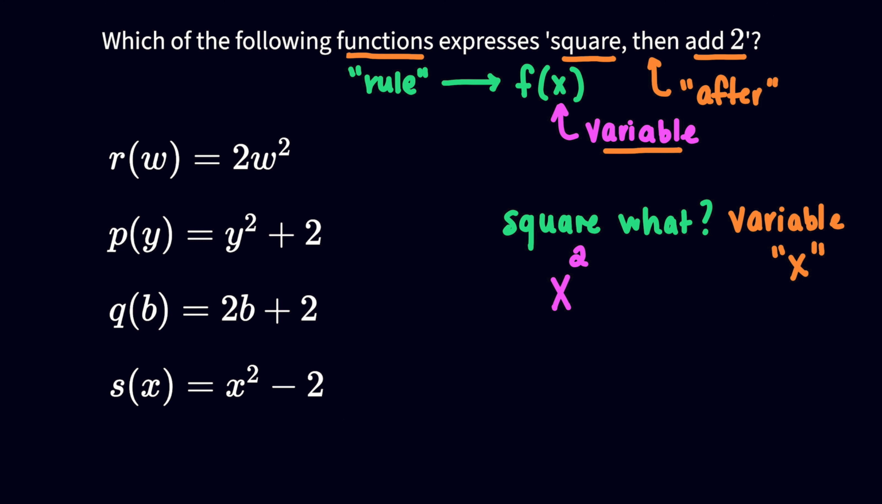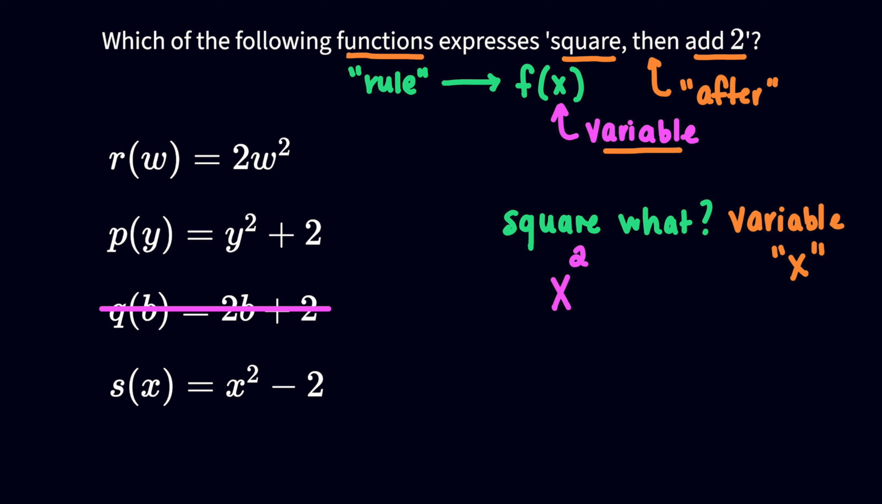Now for the first one, I do have my variable here, right? Here's my w, and it is squared. So this part checks out. We'll leave that in. For the next one, here's my variable y. It is squared. Let's leave it. For the next one, here's my variable b. However, it is not squared. So this one can't possibly be the answer. Goodbye. And now you've gotten your choices from 1 out of 4 to 1 out of 3.